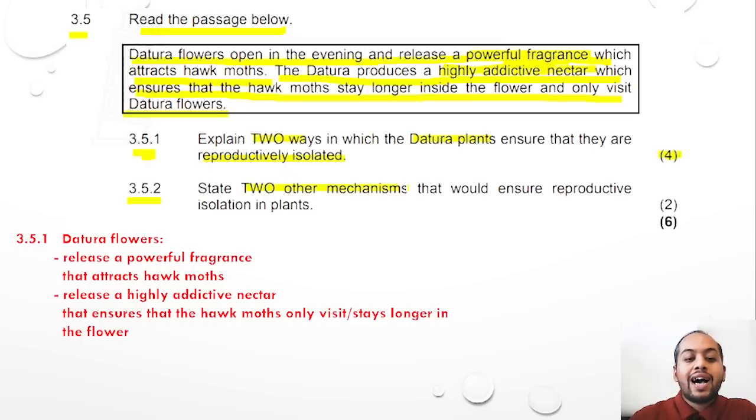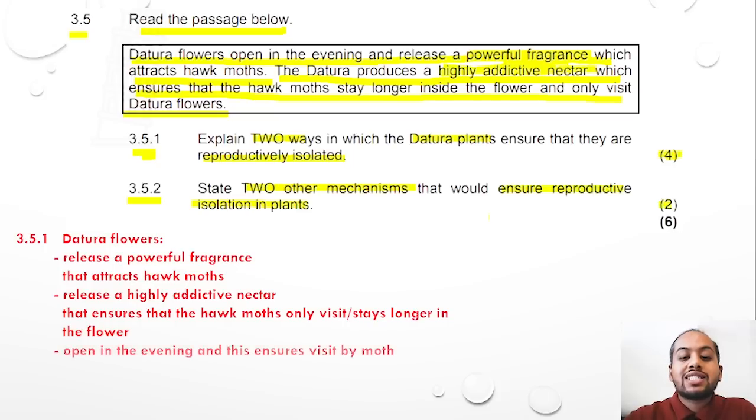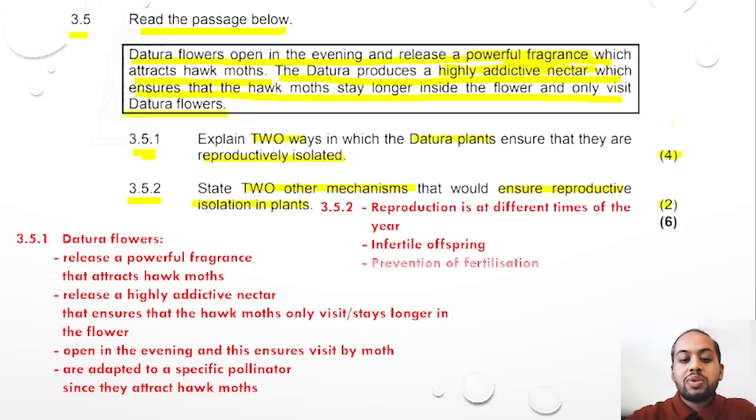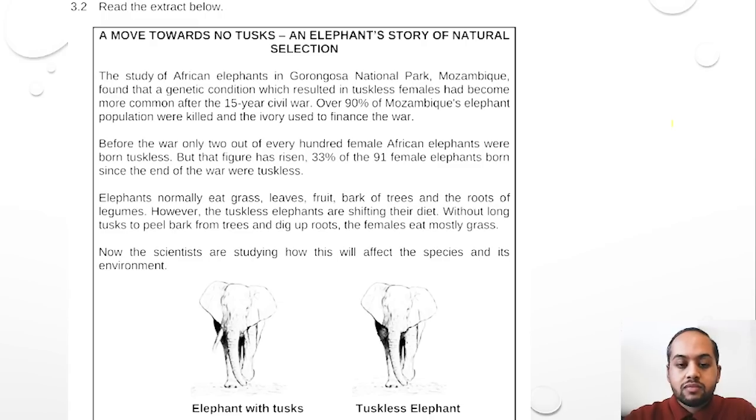3.5.2, state 2 other mechanisms that would ensure reproductive isolation in plants. So we are stating 2 others that have not been mentioned here. We are simply going to state any 2 reproductive isolating mechanisms that we studied. So things like breeding at different times of the year, infertile offspring, prevention of fertilization.